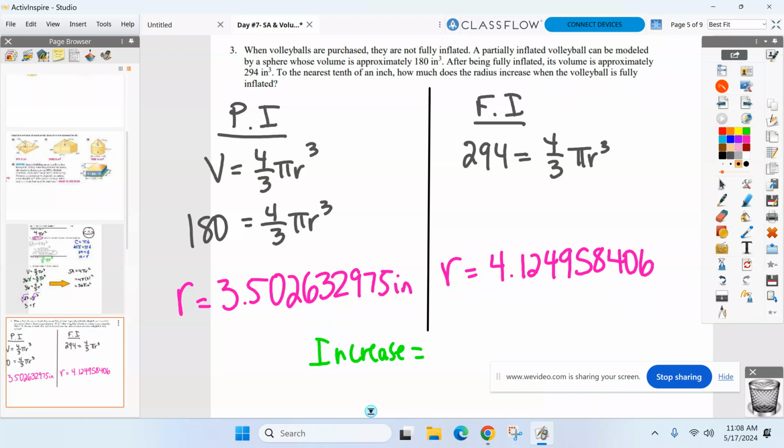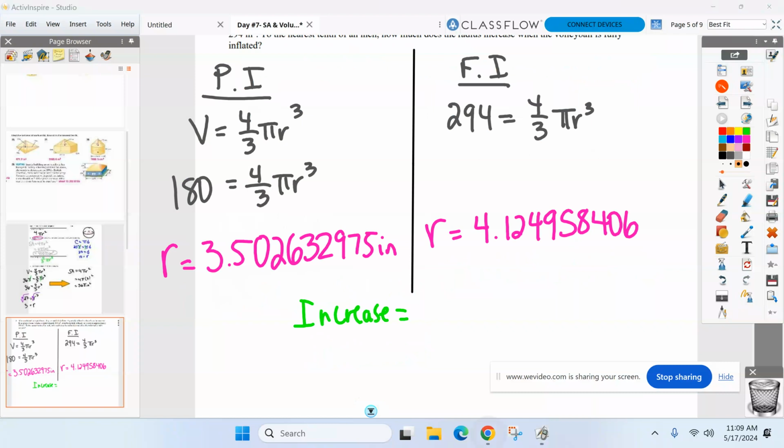Check our radii here. Make sure they all match up. And then we got to figure out what it increased by to the nearest tenth. What it increased by to the nearest tenth. All right, when you have that increase, let me know.